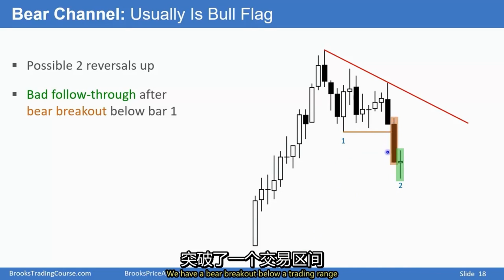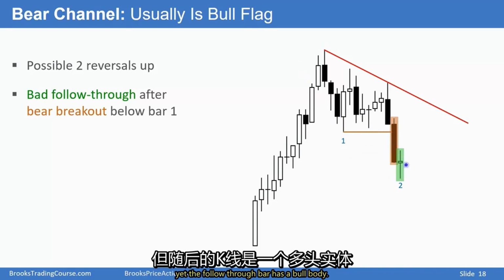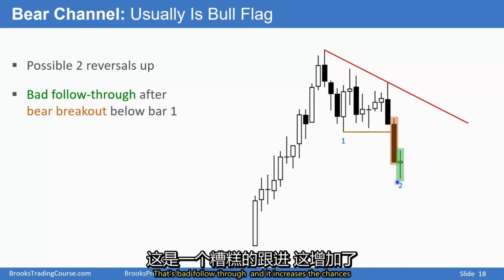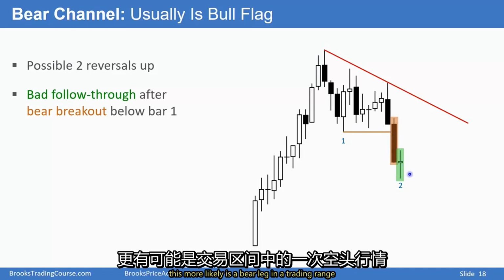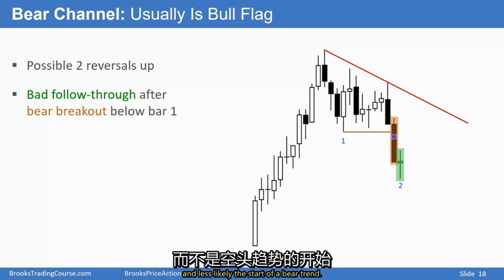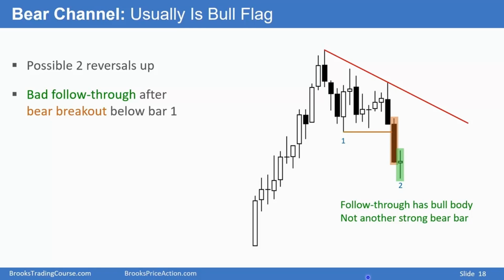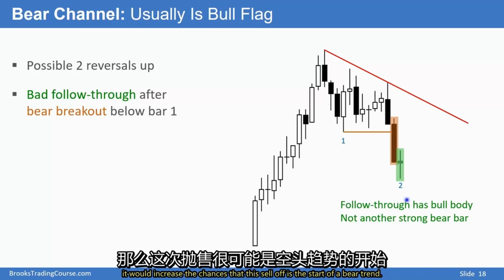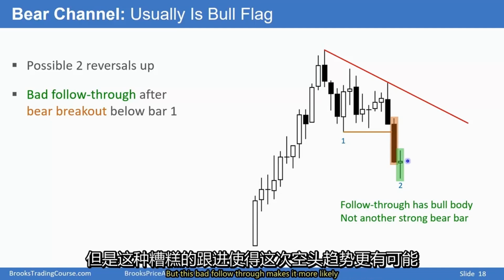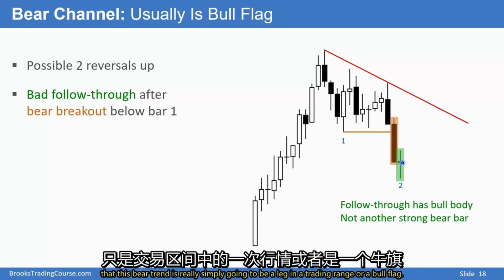We have a bear breakout below a trading range, yet the follow-through bar has a bull body. That's bad follow-through, and it increases the chances that if we go down any further, this more likely is a bear leg in a trading range and less likely the start of a bear trend. If the bear breakout was followed by a second or third consecutive bear bar, it would increase the chances that this sell-off is the start of a bear trend. But this bad follow-through makes it more likely that this is really simply going to be a leg in a trading range or a bull flag.